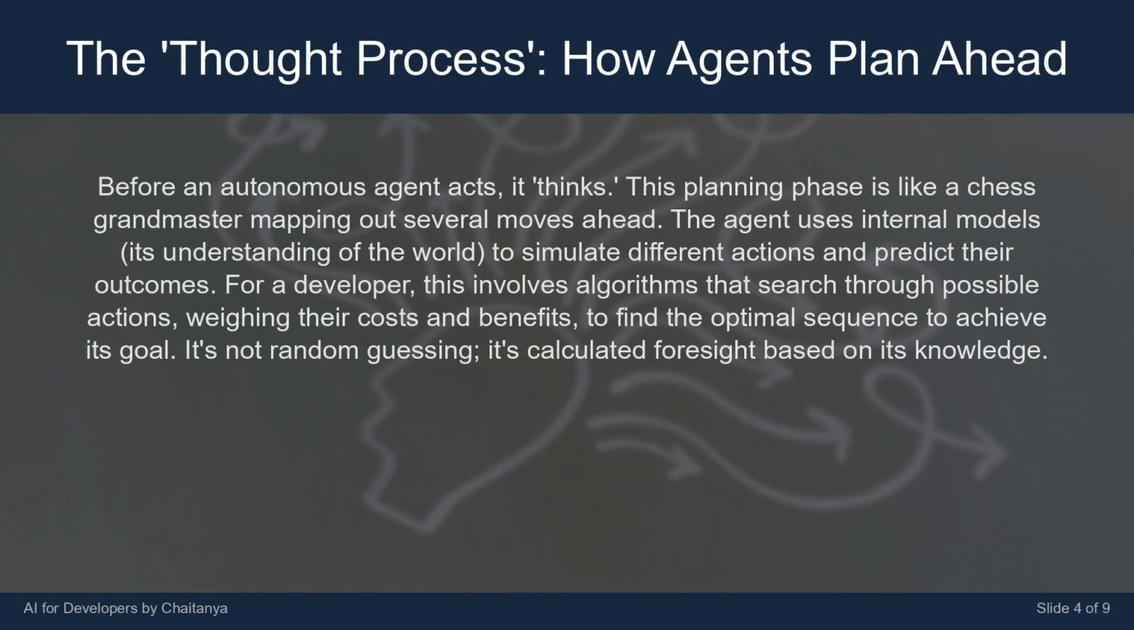Before an autonomous agent acts, it thinks. This planning phase is like a chess grandmaster mapping out several moves ahead. The agent uses internal models, its understanding of the world, to simulate different actions and predict their outcomes. For a developer, this involves algorithms that search through possible actions, weighing their costs and benefits, to find the optimal sequence to achieve its goal. It's not random guessing. It's calculated foresight based on its knowledge.